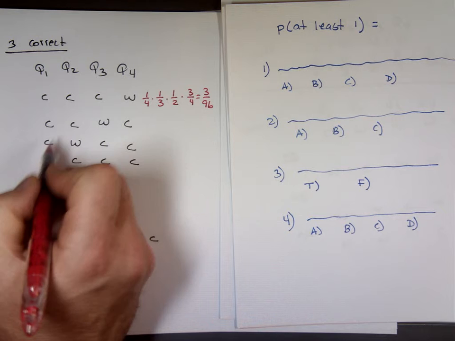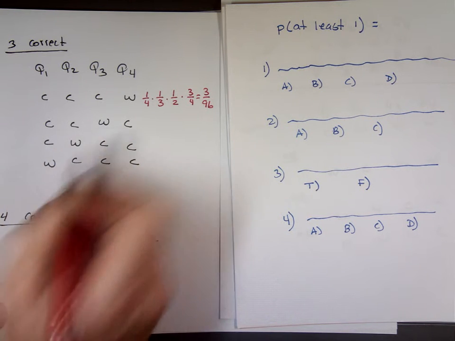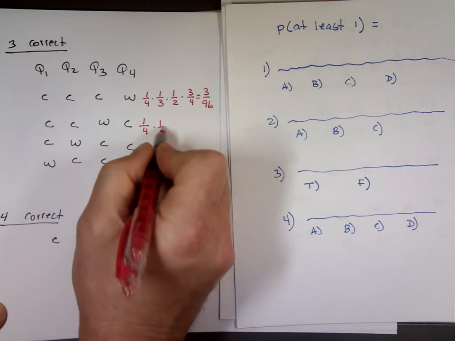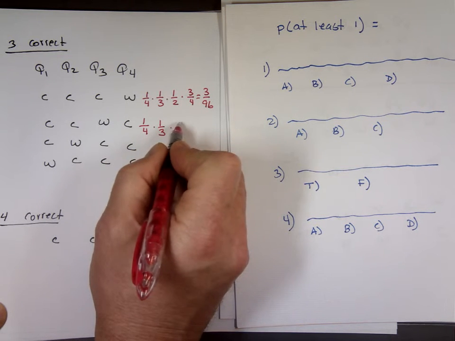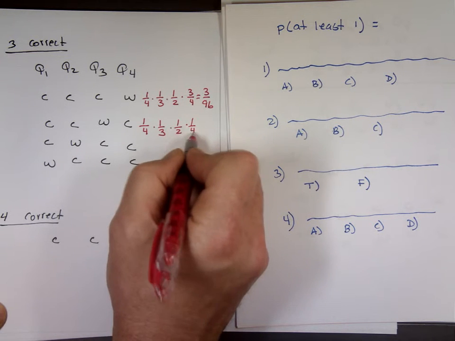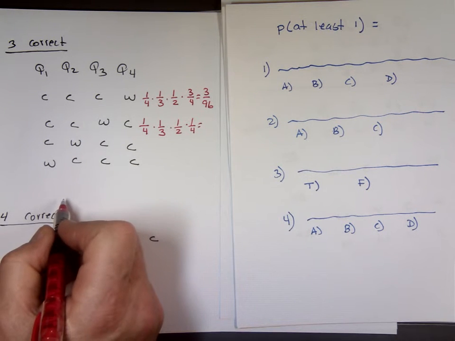Correct, correct, wrong, correct. Correct is 1 out of 4. 1 out of 3. Wrong is what? 1 out of 2. Correct, 1 out of 4. 1 out of 96.